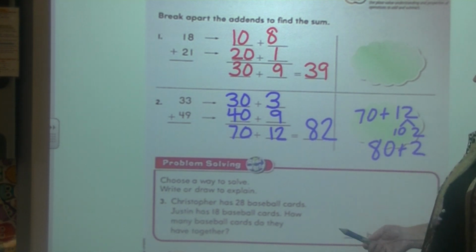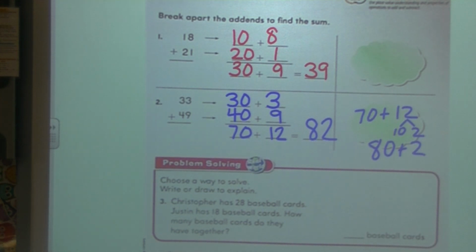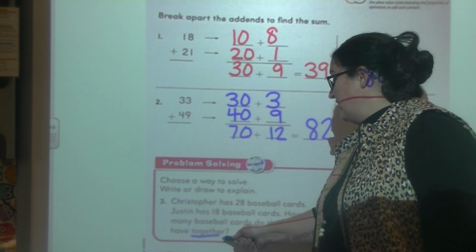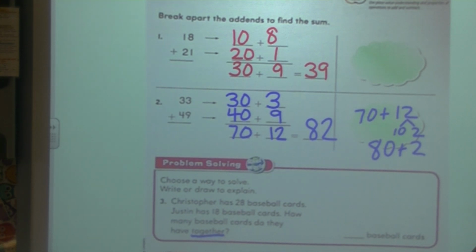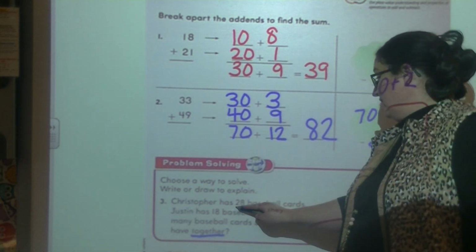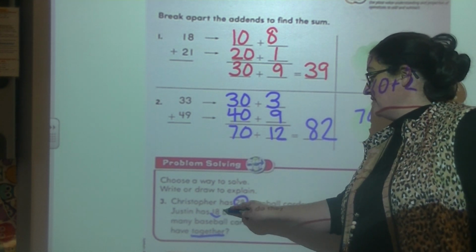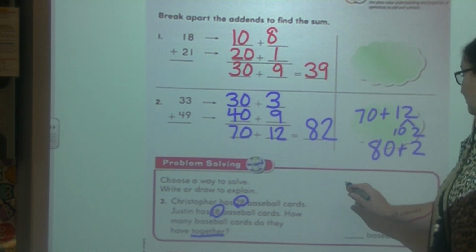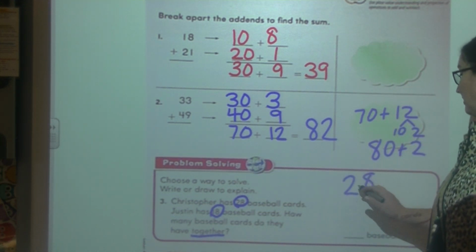For number 3, Christopher has 28 baseball cards. Justin has 18 baseball cards. How many baseball cards do they have together? All right, first thing, what is it asking us? How many do they have together? So we're going to add. What's our two numbers? Christopher has 28. Justin has 18. So we have 28 plus 18.